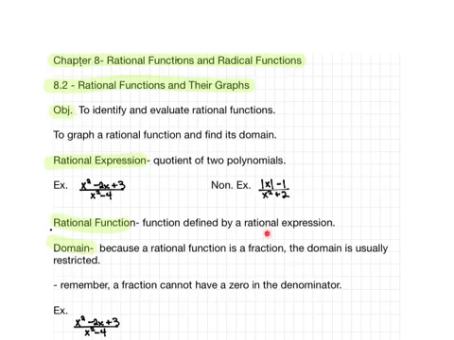Our rational function is basically a function that has a rational expression. So it is basically a rational expression, but we generally tend to write the f of x equals for our function. The domain is going to be extremely important in this because with a rational function, we have restrictions, and those restrictions are going to be important. Remember that our fraction cannot have a zero in the denominator.